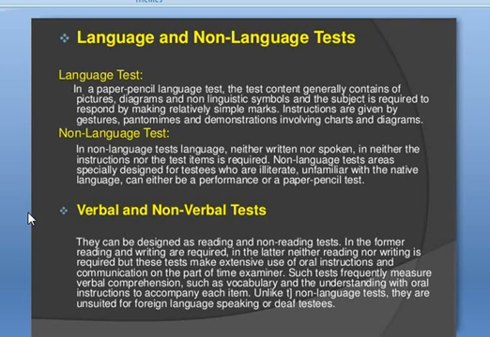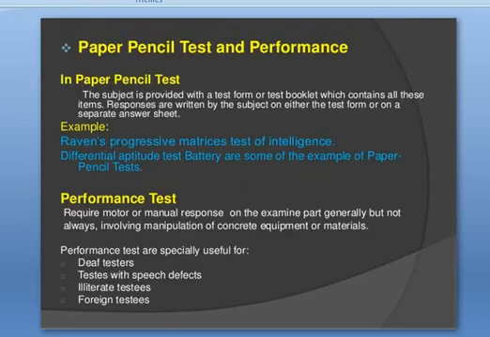Verbal test. Literacy is required for taking a verbal test as the items have to be written in some language. So they can be designed as reading and non-reading tests. In the former, reading and writing are required. In the latter, neither reading nor writing is required, but these tests make extensive use of oral instruction and communication on the part of the examiner. Such tests frequently measure verbal comprehension such as vocabulary and understanding, with oral instructions to accompany each item. So unlike the non-language tests, they are unsuited for foreign language speaking and deaf testees.